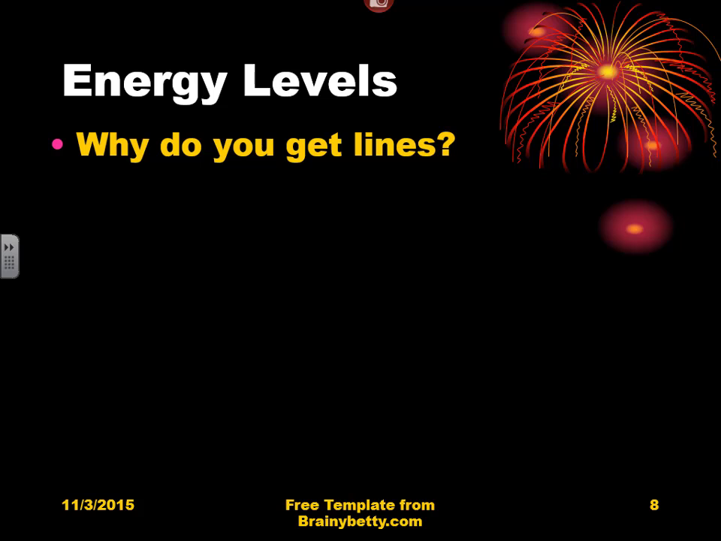Okay, so one last thought. Why do we get lines at all? Why don't we get a full rainbow? Why aren't these electrons emitting all of the colors? Why do they only emit certain colors?